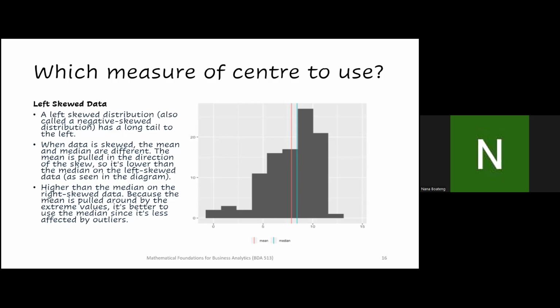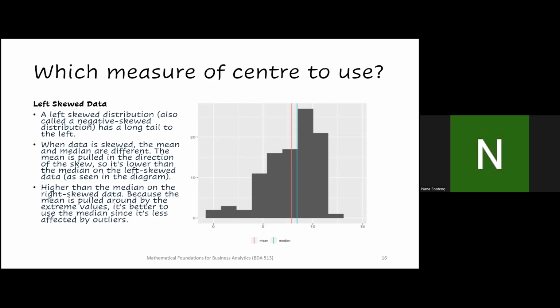A left-skewed distribution, also called a negative-skewed distribution, has a long tail to the left. When it is skewed, the mean and the median are different. The mean is pulled in the direction of the skew, so it is lower than the median on left-skewed data, and higher than the median on right-skewed data, because the mean is pulled to the right. We'll talk about right-skewed data.